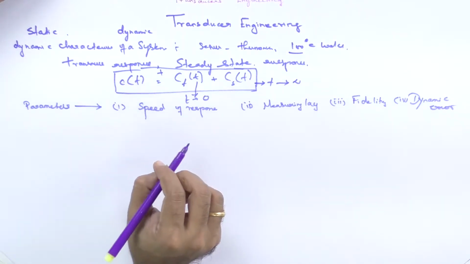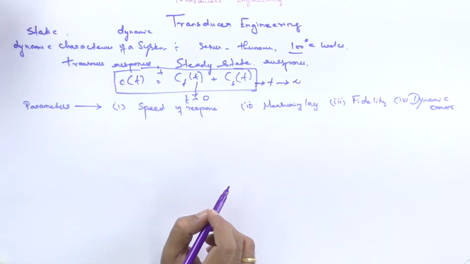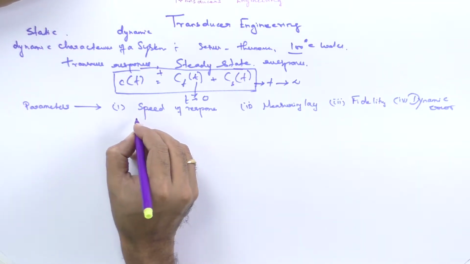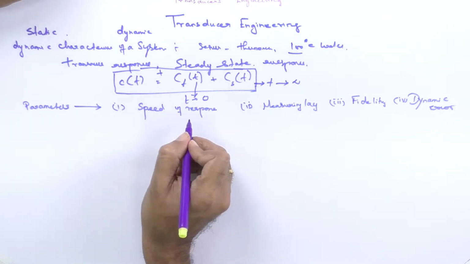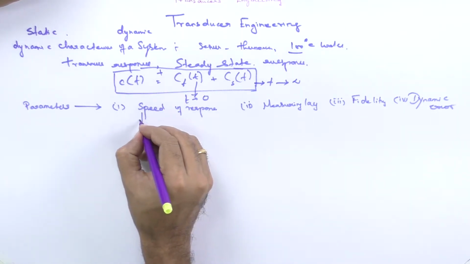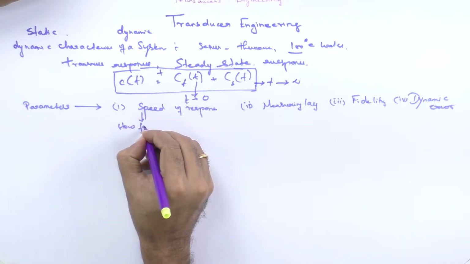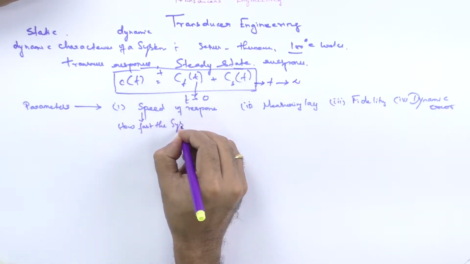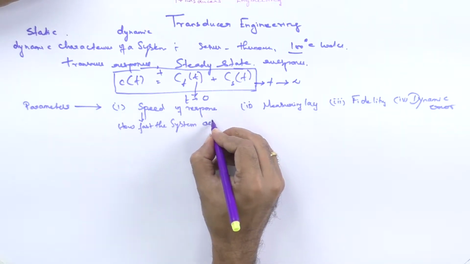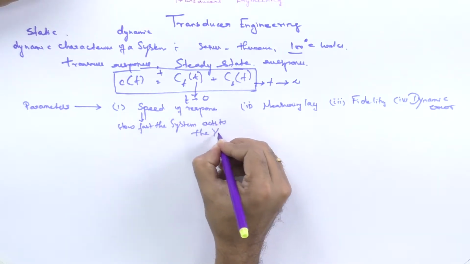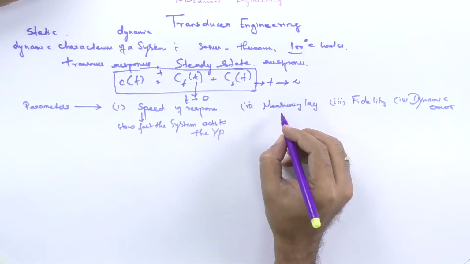Okay, we will see one by one what is speed of response. When you drop a thermometer inside the water, how fast it responds, and this action of dropping it inside 100 degree water, is called the speed of response. Okay, how fast it reacts to the input given, how fast the system acts to the input.